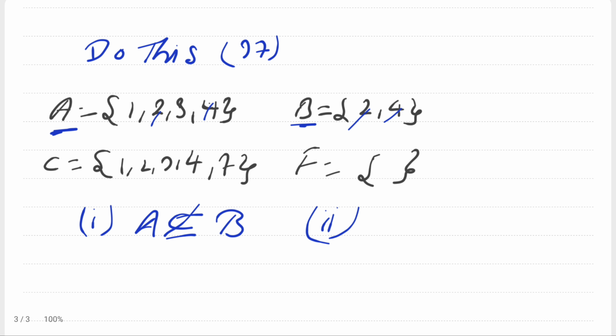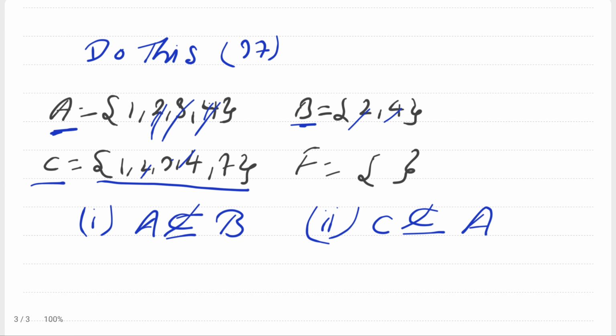Question number 2 is asking about C and A: whatever element is present in C, is it also present in set A? Let's see, 1 is there, 2 is there, 3 is there, 4 is there. But in set C, 7 is there, and in set A, 7 is not there. So we can say that set C is not a subset of A. So it is also not.